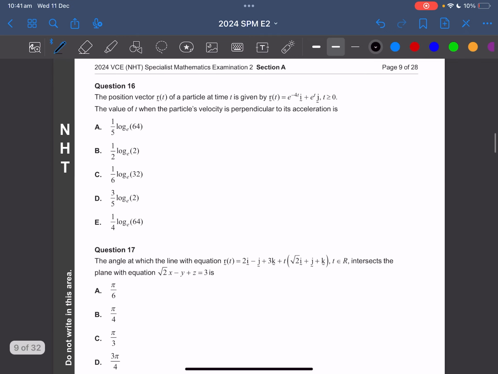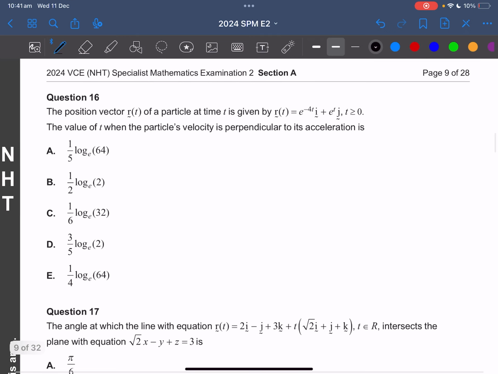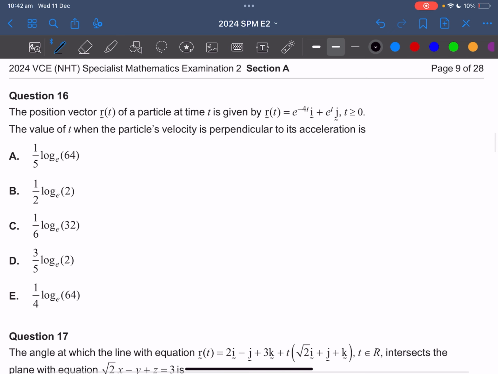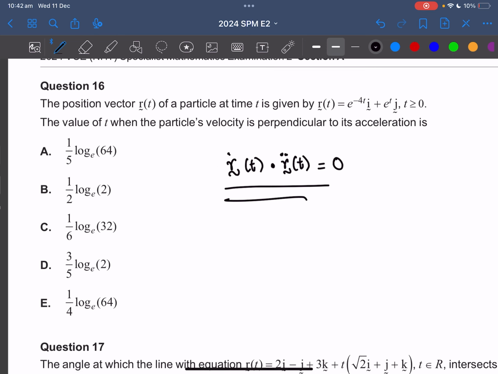So question number 16 now. The position vector r(t) of a particle at time t is given by this, and the value of t when the particle's velocity is perpendicular to its acceleration is, well, if that's the case, we are finding r dot (t) dot r double dot (t), and that has to be equal to 0, because that's when two vectors are perpendicular, when their dot product is equal to 0. So this is all we are finding, and we have to find the time t.